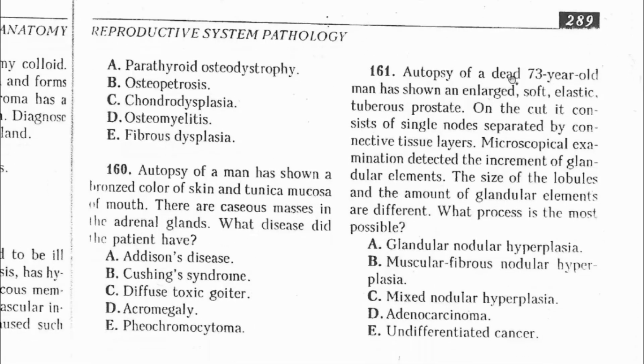161. Autopsy of a dead 73-year-old man has shown an enlarged, soft, elastic tuberous prostate. On the cut, it consists of single nodes separated by connective tissue layers. Microscopical examination detected the increment of glandular element. The size of the lobules and the amount of glandular element are different. What process is the most possible? Of course, we are talking about glandular nodular hyperplasia.